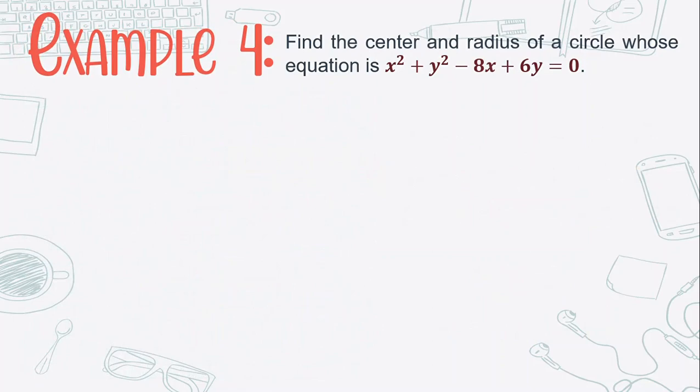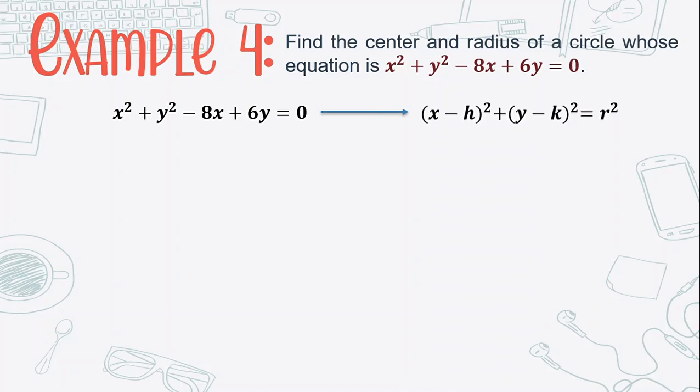Next, let's have the last example for this lesson. We have to find the center and radius of a circle whose equation is x^2 + y^2 - 8x + 6y = 0. Now, as you can see, our given equation is in general form. It is easiest for us to identify the center and radius when the given equation is in center radius form. So we have to transform this given equation into center radius form.